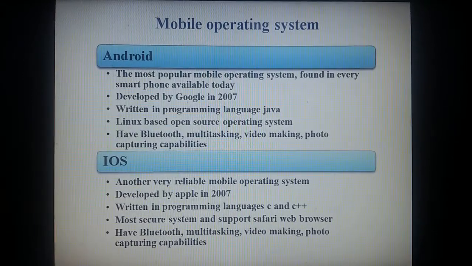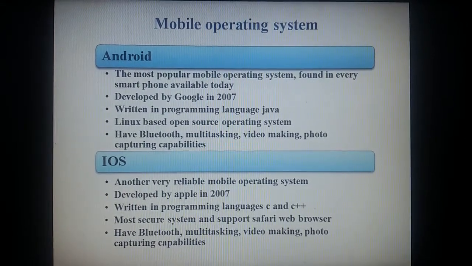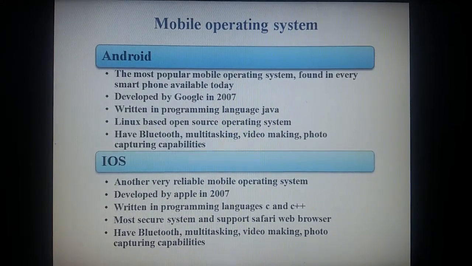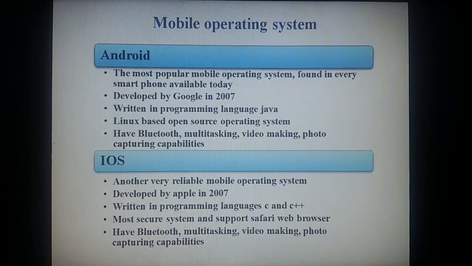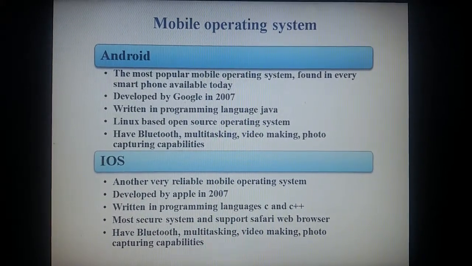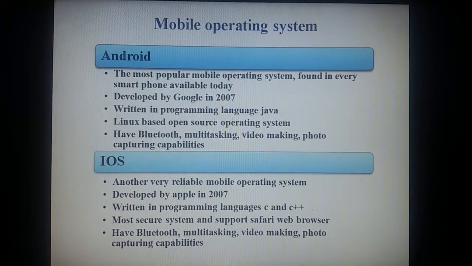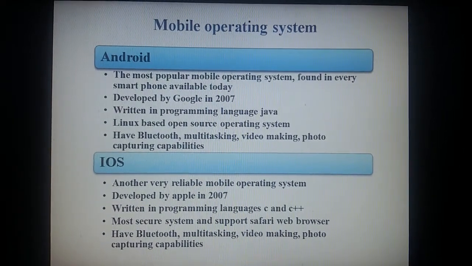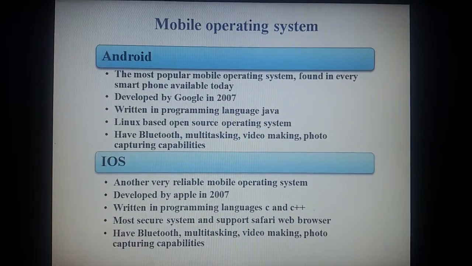Android, the most popular mobile operating system found in every smartphone available today, developed by Google in 2007, written in programming language Java. Linux-based open source operating system have Bluetooth multitasking, video making, photo capturing capabilities. iOS, another very reliable mobile operating system developed by Apple in 2007, written in programming languages like C and C++. Most secure system and supports Safari web browser, have Bluetooth multitasking, video making, photo capturing capabilities.